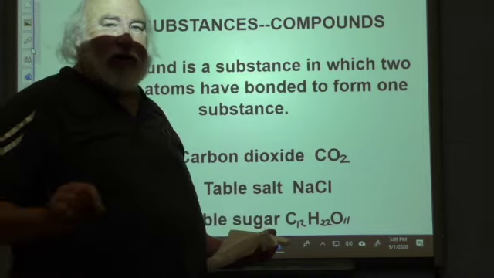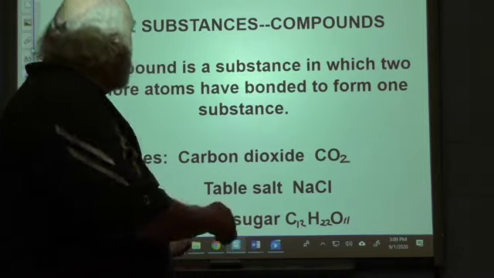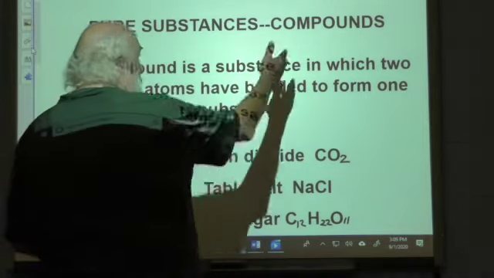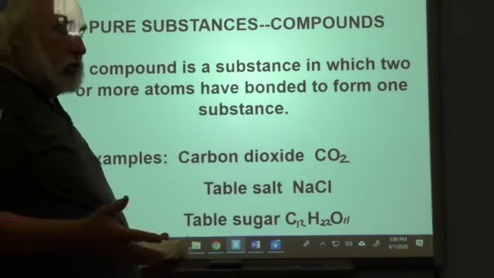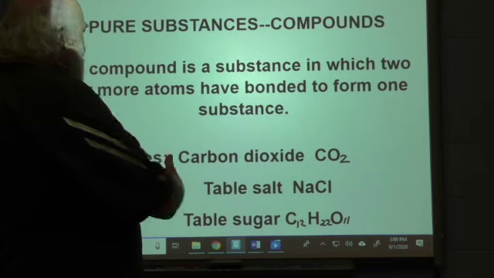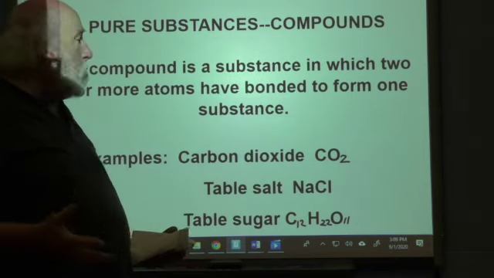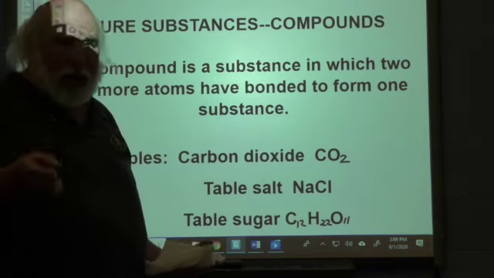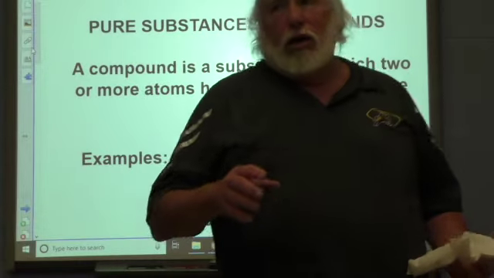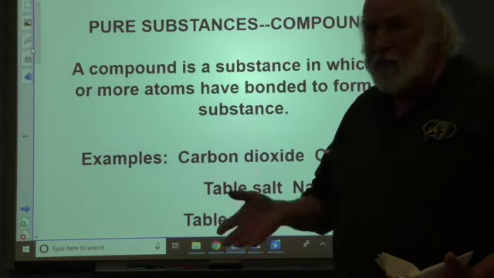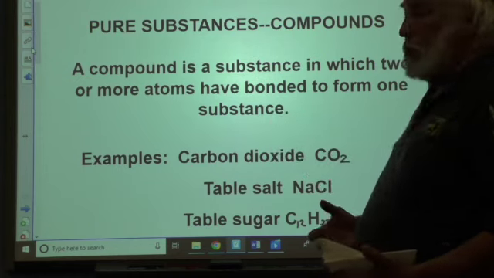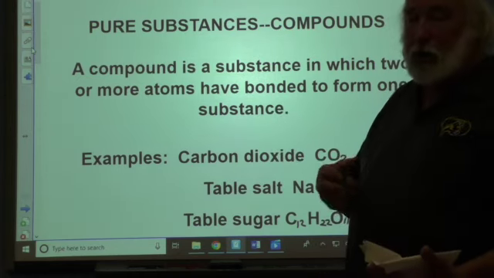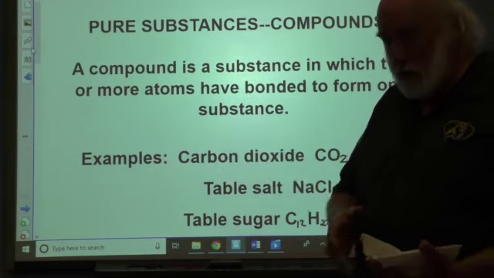We're now in the second section of our first chapter, which deals with pure substances: compounds. Now, a compound, as you probably know, is any substance in which you have 2 or more atoms that are bonded to form one substance. So this is a step up from elements. You're combining elements to create a compound. And the part of the element that we are looking at, of course, are atoms, and we'll get into that much later as well.